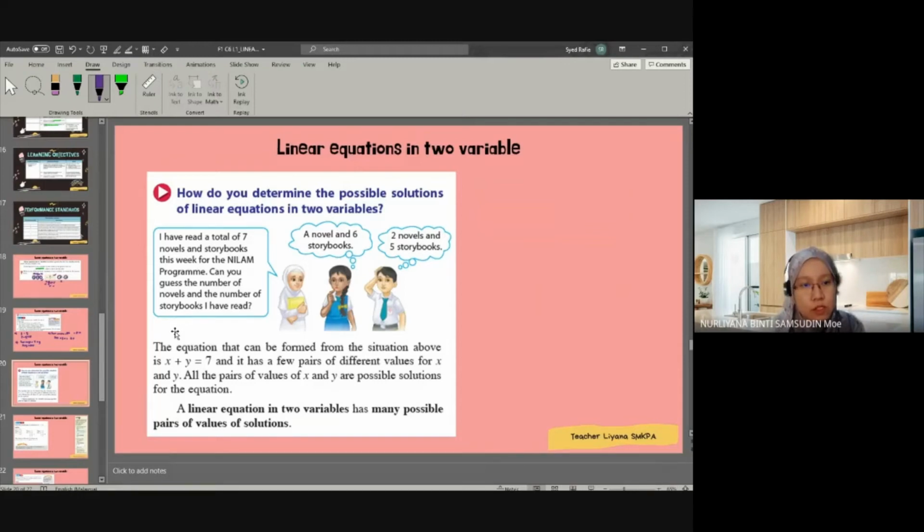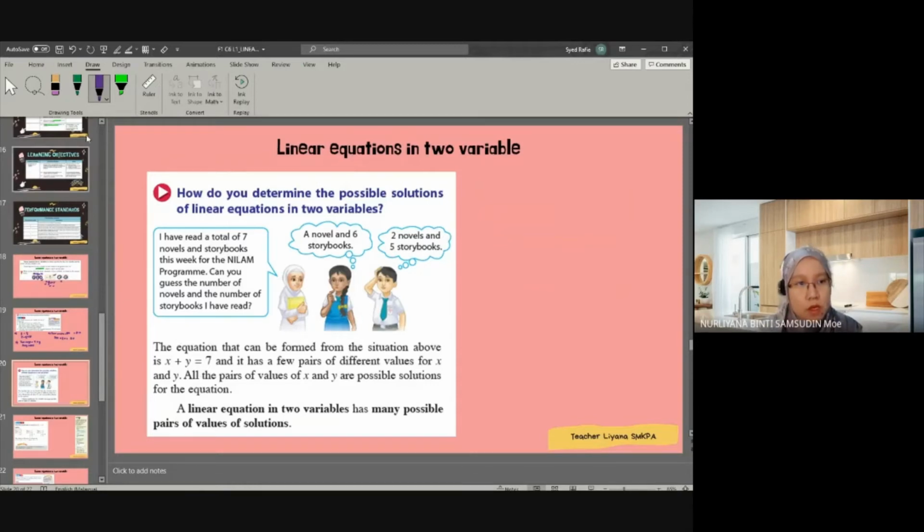Okay, so she only said a total of 7. Out of the 7 there are novels and storybooks. So she might read 1 storybook and 6 novels, or she might read 4 novels and 3 storybooks. We don't know. It can be a lot of combinations there.